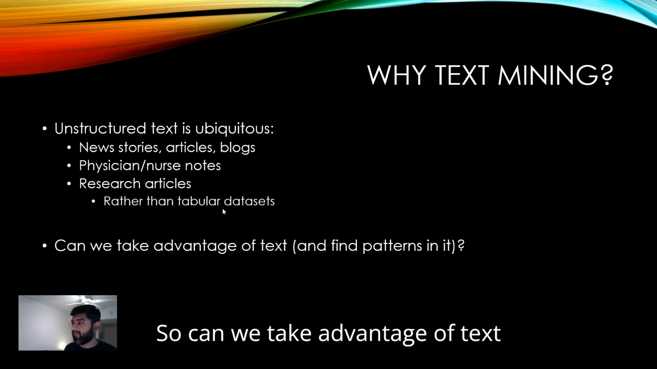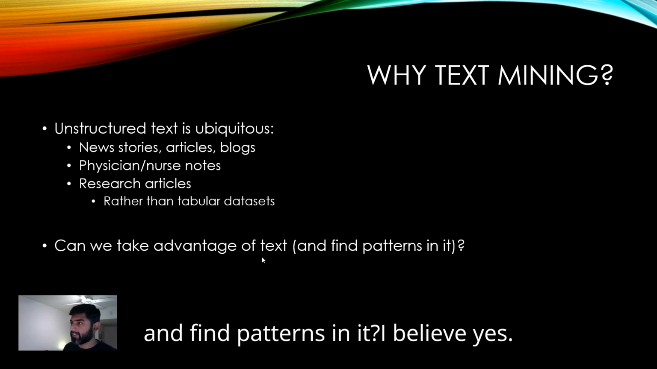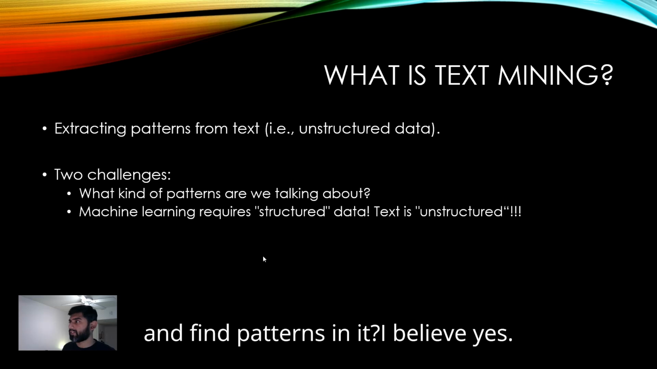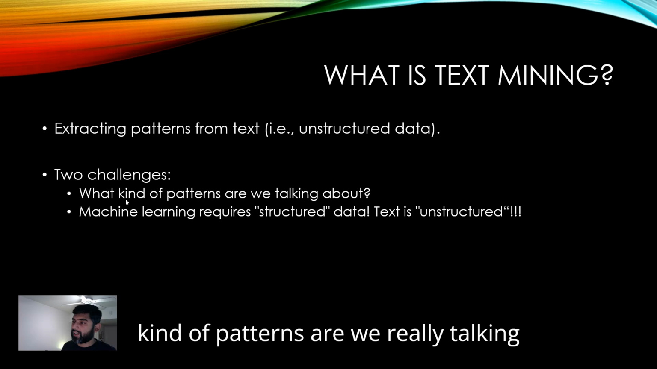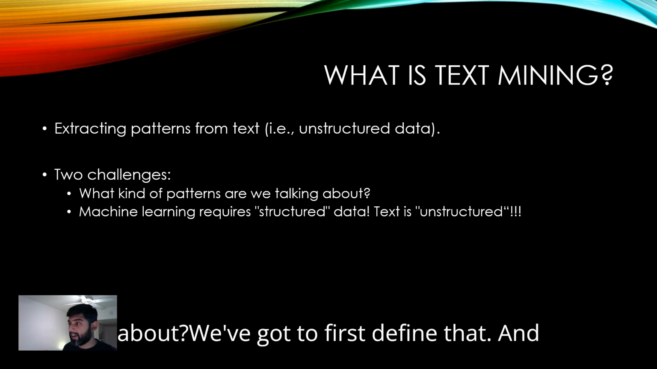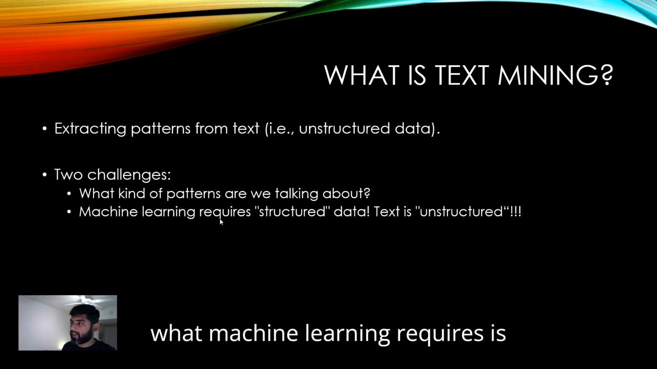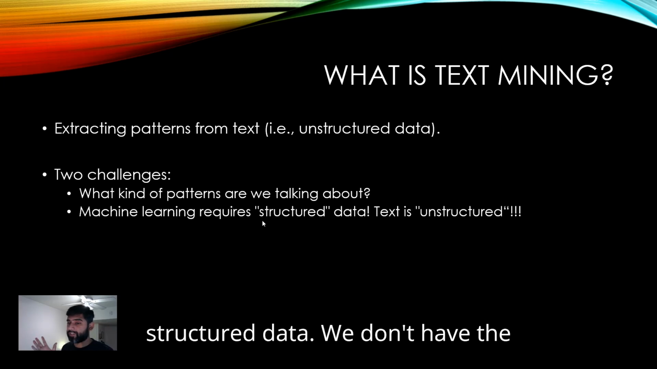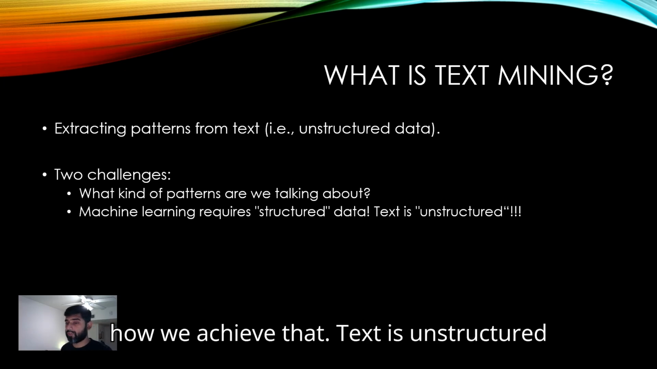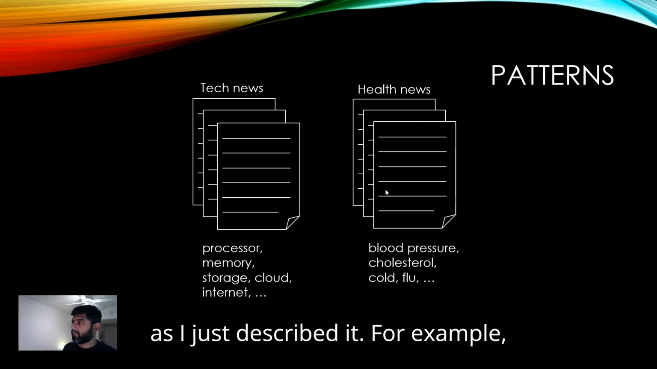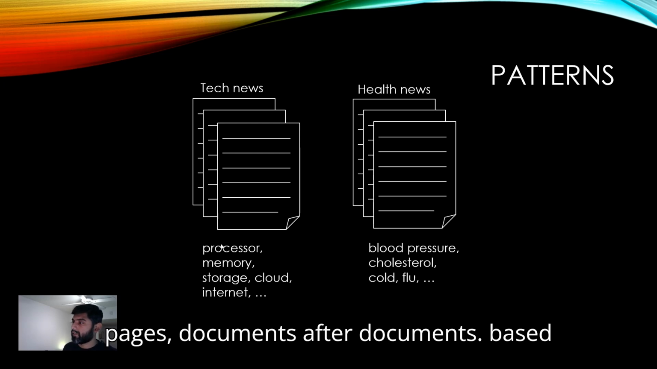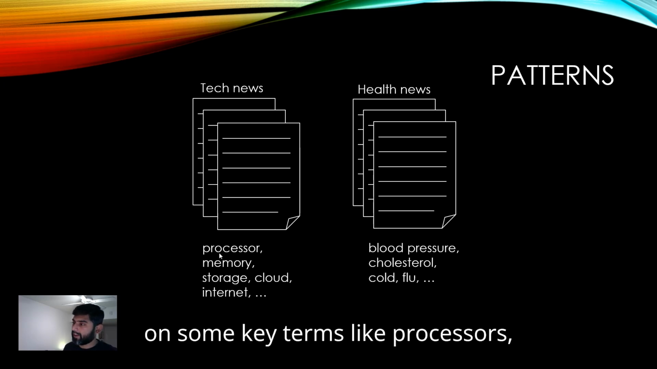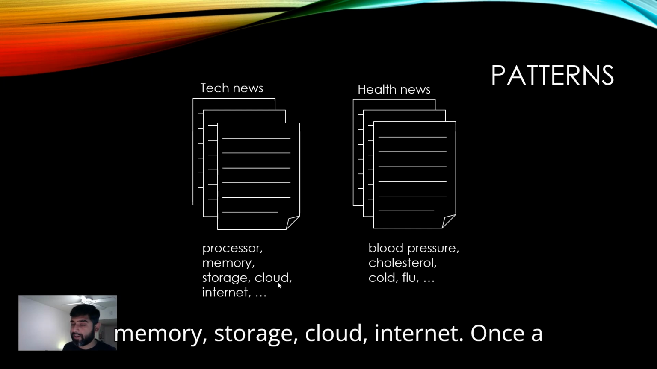So can we take advantage of text and find patterns in it? I believe yes, but there are two challenges. What kind of patterns are we really talking about? We got to first define that. And what machine learning requires is structured data. We don't have the structured data yet. We're going to learn how we achieve that. Text is unstructured as I just described it. For example, there is tech news. There are pages after pages, documents after documents, based on some key terms like processors, memory, storage, cloud, internet.